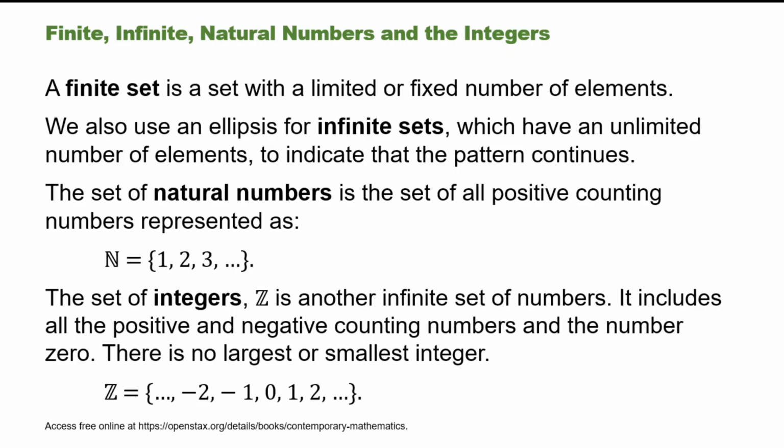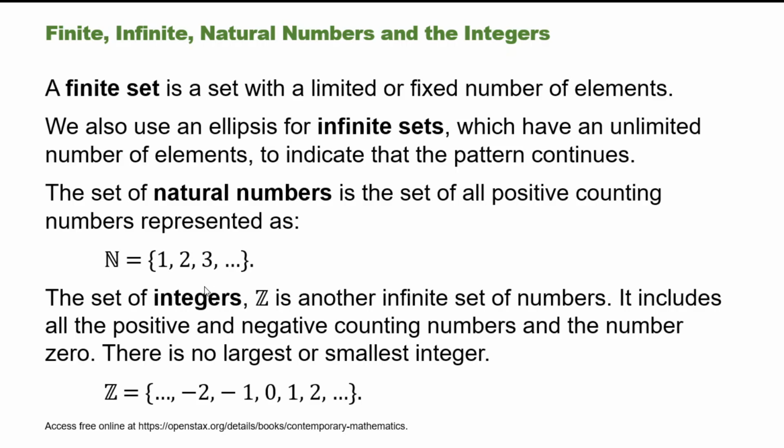Finite, infinite, natural numbers, and the integers. A finite set is a set with a limited or fixed number of elements. We also use an ellipsis for infinite sets, which have an unlimited number of elements, to indicate that the pattern continues. The set of natural numbers is the set of all positive counting numbers, represented as this double struck N equals brace 1, 2, 3, ellipsis, end brace.